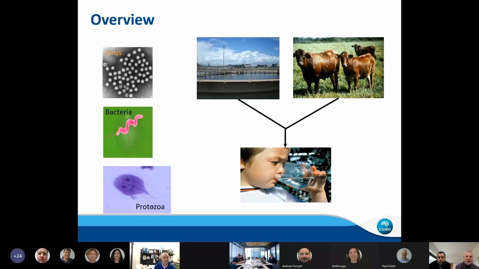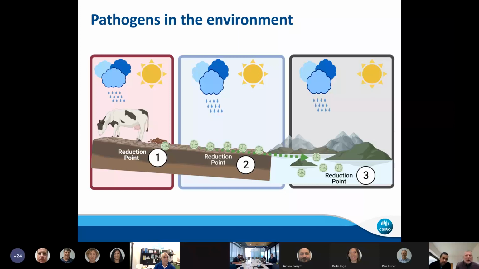Where we're coming from is actually having a look at the pathogens, how they behave in the environment. Now we know that they can come from that first point. Here we're just talking about a cow, but it could be sewage discharge or other animals. And then there's processes where the pathogens can move through the environment. And as they move through the environment, they are removed as well by natural processes. And what we're trying to do is gain an understanding of what happens in those processes, which allows SEQ water to better control under a range of circumstances.